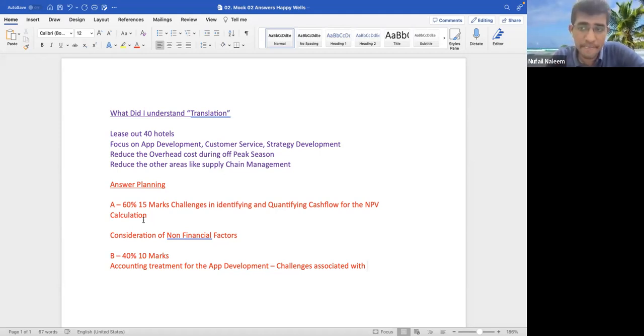Practical question. Now, students, in reality, we are not using manual accounting anymore. Everything is computerized and Excel based only. But in the practical form, the biggest challenge we have is data collection. And here, the question arises in the challenges associated with quantifying and identifying the cash flow for this calculation. And the other one is consideration of non-financial factors. So we have to think about the non-financial factors also.